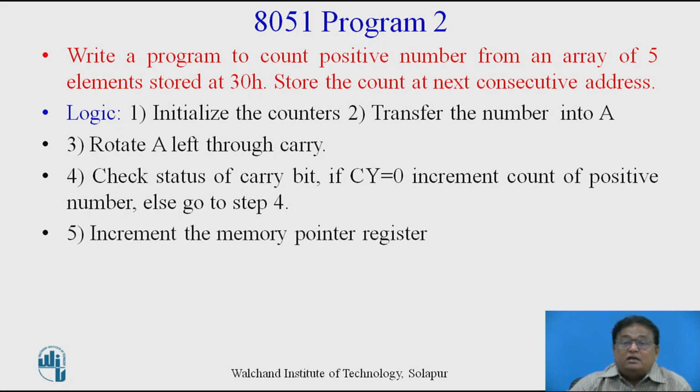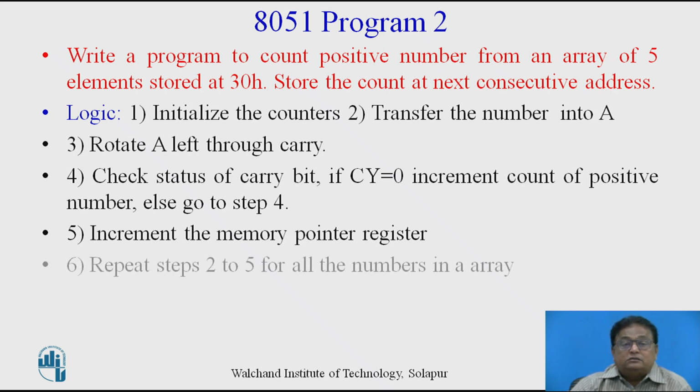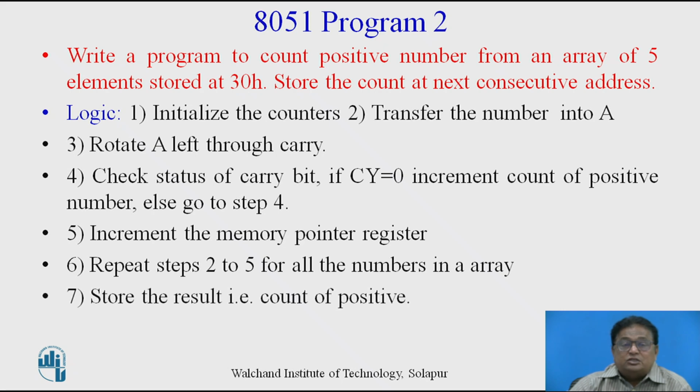Then move to the next number by incrementing the memory pointer. Now repeat steps 2 to 5 for all the given numbers in the array. So check all the 5 numbers and store the result, that is the count of positive numbers, at the next consecutive address.